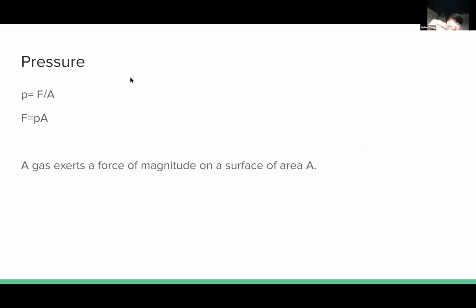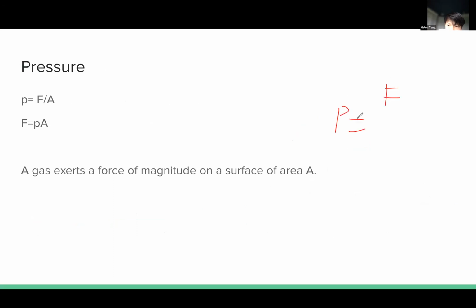Okay, so I'll go over pressure really quickly. Pressure is just P equal to the force divided by the surface area, and it can also be written as force is equal to the pressure times the area. A gas exerts a force of magnitude F on a surface of area A.